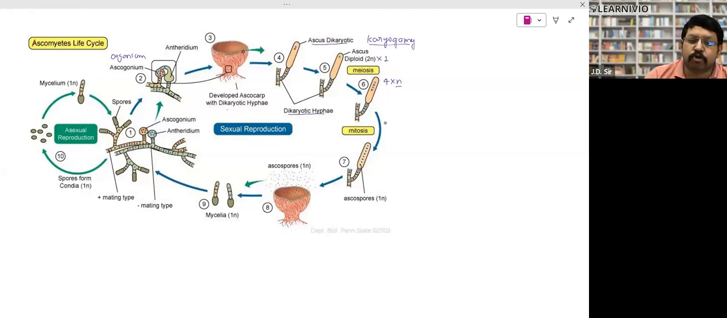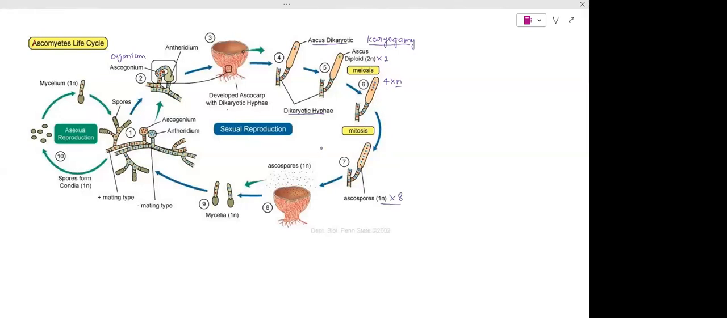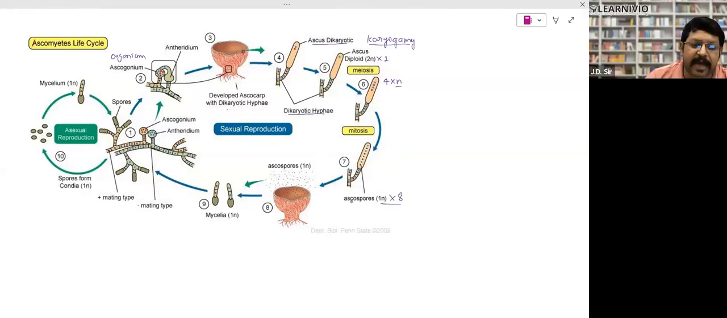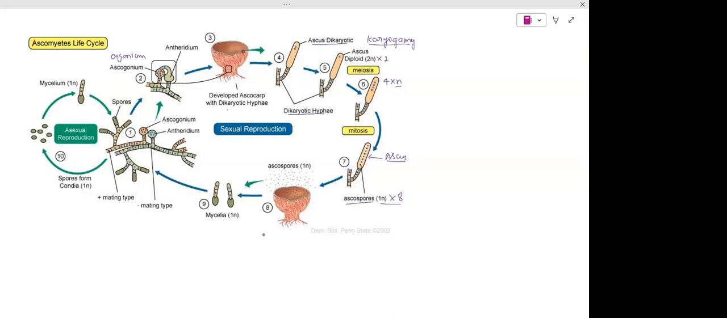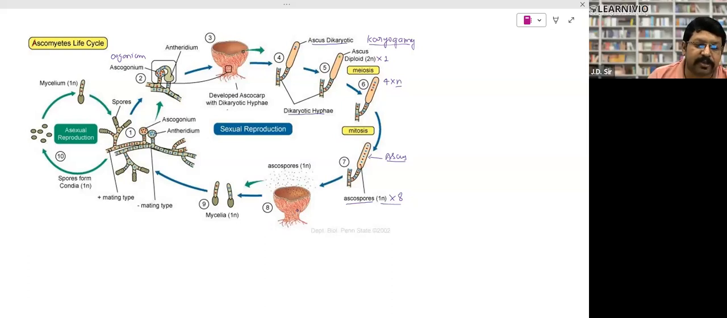Then again, mitosis will take place. We know in mitosis, from one nucleus, formation of two nuclei takes place. So how many total nuclei will be formed? Total 8 nuclei will form, 8 haploid nuclei. Clear? So that's why I told you that normally the ascospores are 8 in number, right? And this outer covering, this structure, is called the ascus. This is called the ascus cup. So this is the cup-shaped fungi. When this ascus ruptures, a number of ascospores will spread.